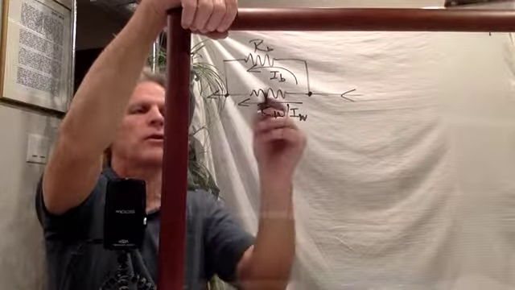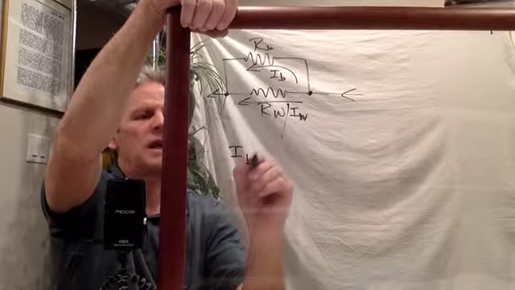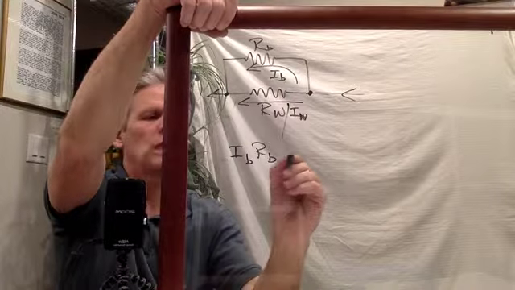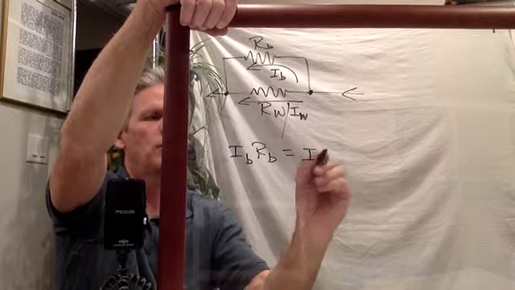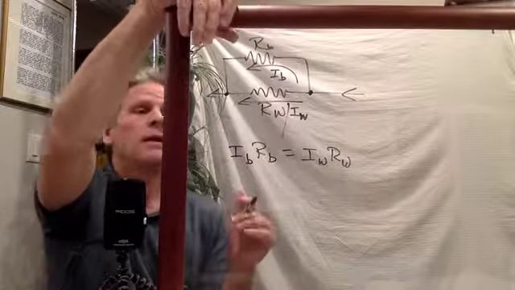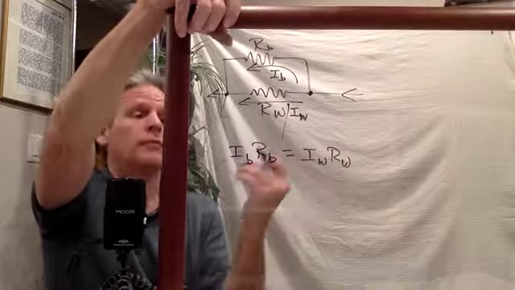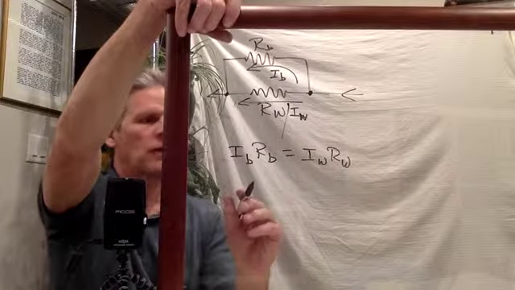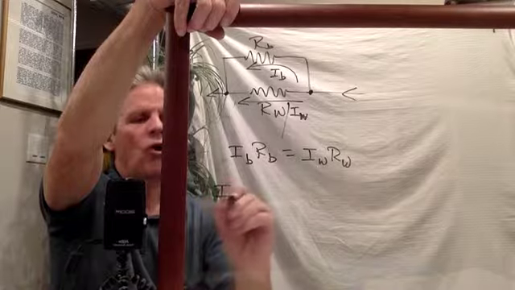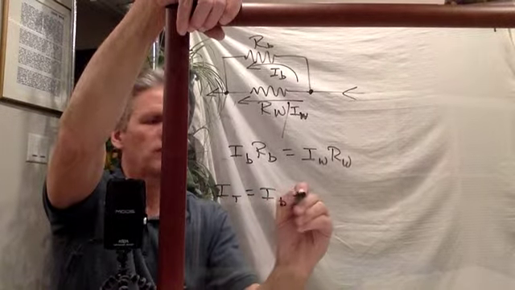IW, which is the wire current, and we know that IB RB, the voltage drop here, has to equal IW RW, which is the voltage drop here, right? And this is just, once again, conservation of energy. So you will remember we've had many discussions about that. All right, and what else do we know about this? Well, we know that the I total is equal to IB plus IW.